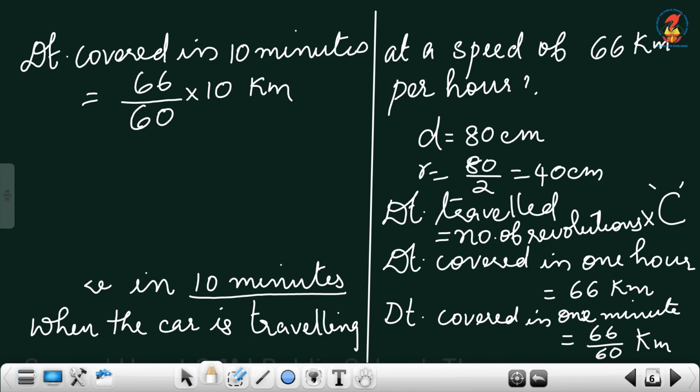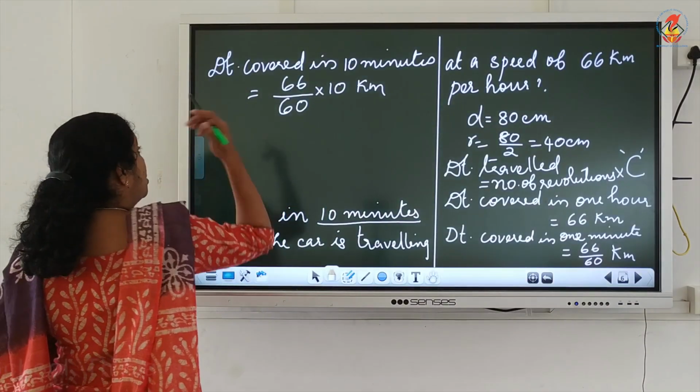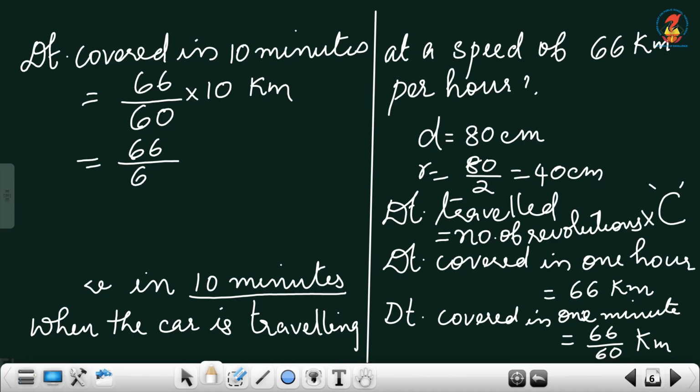Everything is given in terms of centimeter and only distance is given in terms of kilometer. So, we have to convert this to centimeter. So, 66 divided by 60 into 10 into 1000, since 1 kilometer is 1000 meter, then into 100, since 1 meter is 100 centimeter. So, distance covered in 10 minutes is 66 by 60 into 10 into 1000 into 100 centimeter.